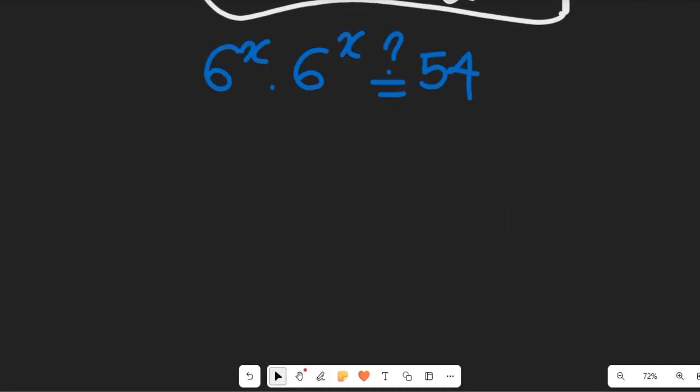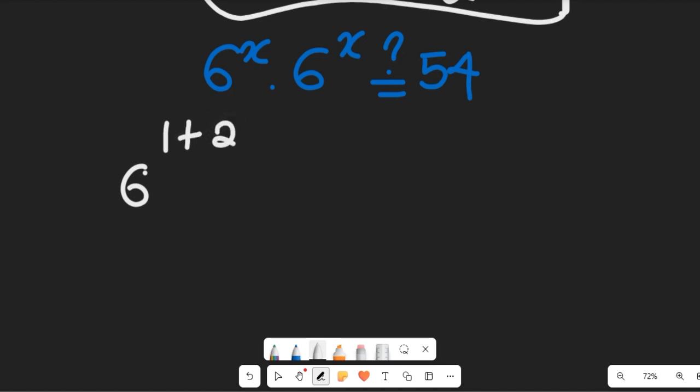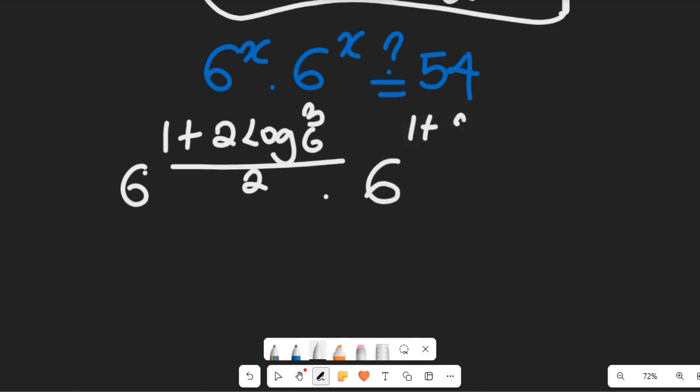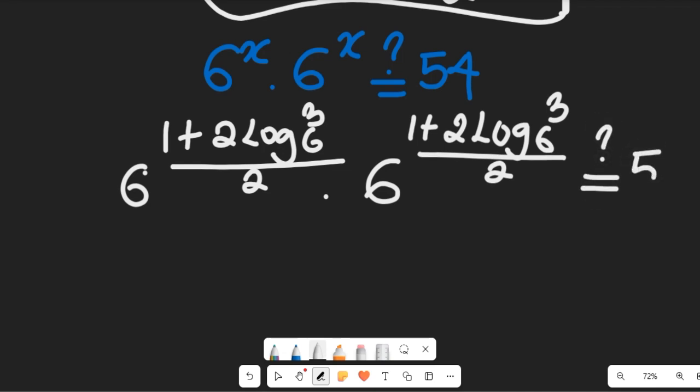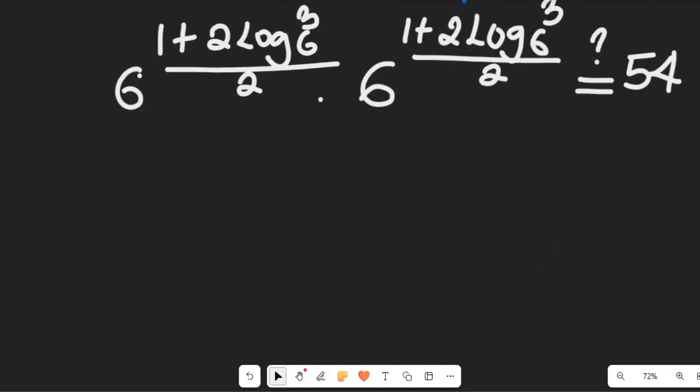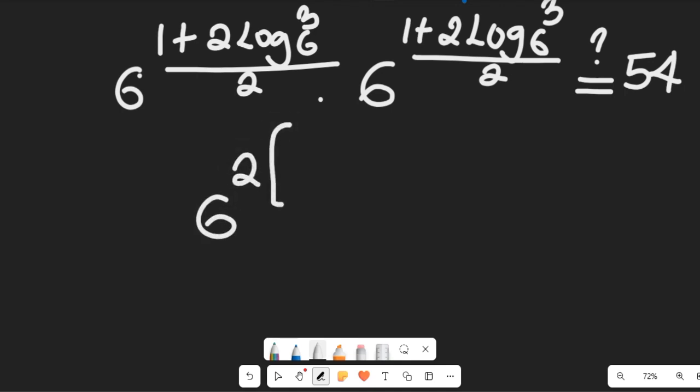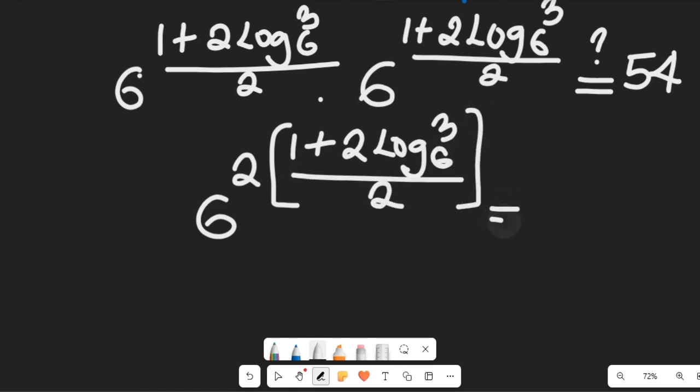If we simplify that, we're going to have that expression give us 6 to the power of x is 1 plus 2 log 3 base 6 all divided by 2, multiplying 6 to the power of 1 plus 2 log 3 base 6 all divided by 2. Now can this whole thing give me 54? Now let me test this out. If I check this out, we'll have 6 multiplied by 6, so that can give me 6 to the power of 2, or multiply 1 plus 2 log 3 base 6 divided by 2. Now will all these be equal to 54?